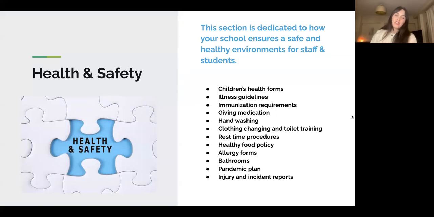Health and safety. I think this is probably the section that we've focused on the most in the past few years, and it's been the most changing one. This is a section where we're really focused on ensuring a safe and healthy environment. It also helps protect the school in many ways. So it's important to be detailed and purposeful in this section. You can include information about children's health forms, include checklists here. Even though a parent would have already submitted it, it's important for them to reference the checklist later so they know, oh, this is all the information I've submitted to the school already before classes started.